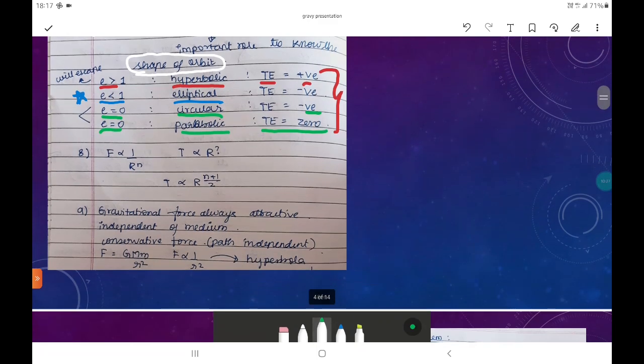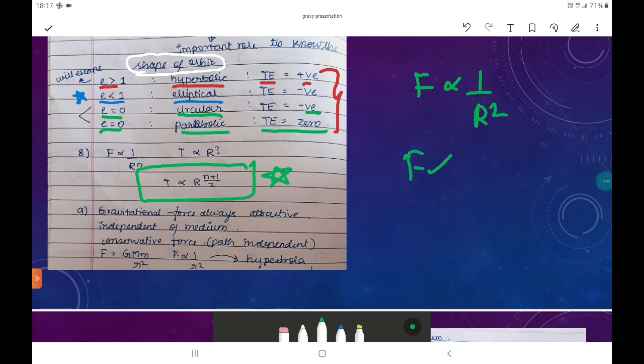Now the 8th point, this is already explained in the lesson. You just need to remember this formula. This is very important. Suppose it is given that generally we say force is inversely proportional to r square. Instead of r square, if they give you just force is inversely proportional to r to the power n, then what is time proportional to?